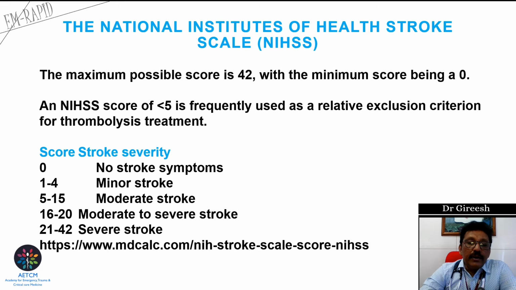Now we have a scoring system for it, the National Institute of Health Stroke Scale, NIHSS. According to that, we can score the patient's clinical scenario. I have given the link for this score calculator. Score 0, no stroke symptoms. 1 to 4, minor stroke. 5 to 15, moderate stroke. 16 to 20, moderate to severe stroke. 21 to 42, severe stroke.